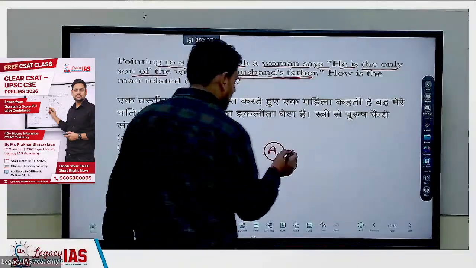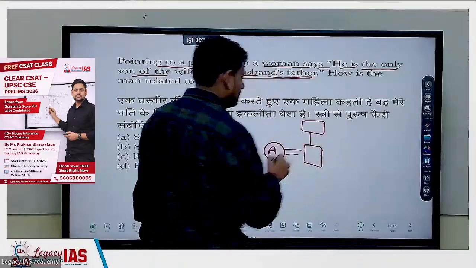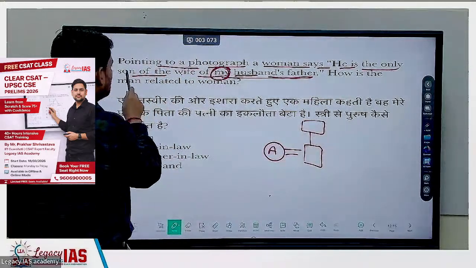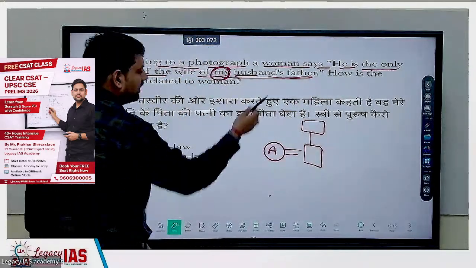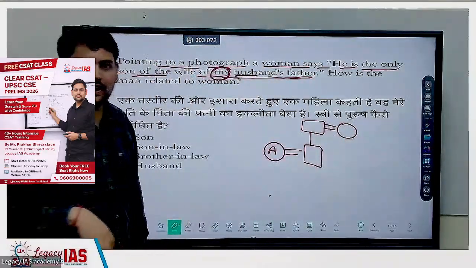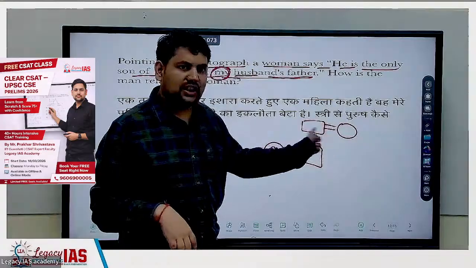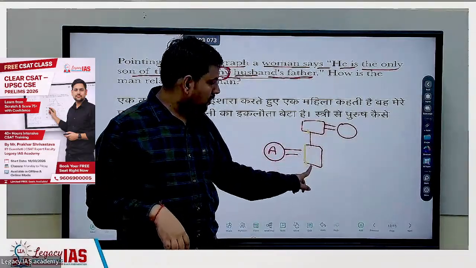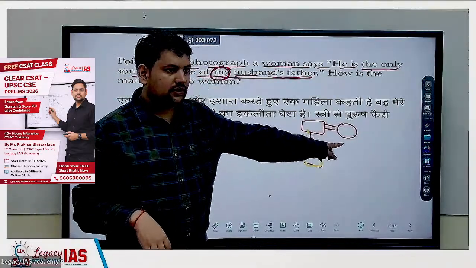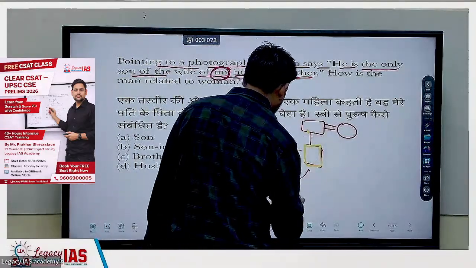So what you do? My husband. So you draw her husband and husband's father. Correct? Now you see the remaining sentence. He is the only son of the wife of my husband's father. So draw the wife also of his husband's father. And what is it saying? He is the only son of this woman. Who will it be? Her husband. So this relation is of a husband.